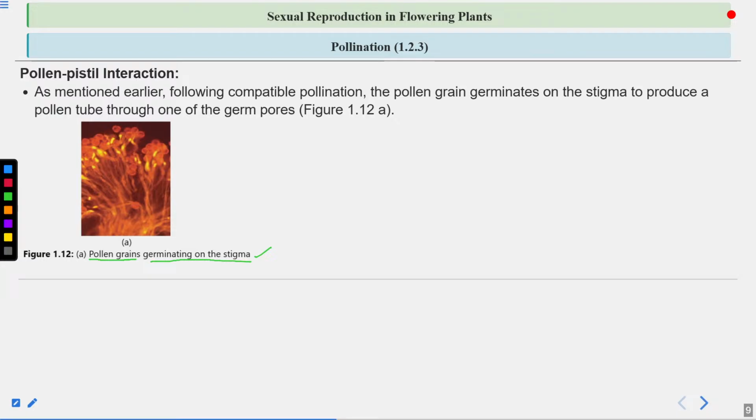Whether it is at the stigma level, the style level, or the ovary level, they will not grow from there once one of the pollen tubes reaches the embryo sac earlier. So here you can see there are so many pollen grains germinating on the stigma, but only one of them will reach the embryo sac.